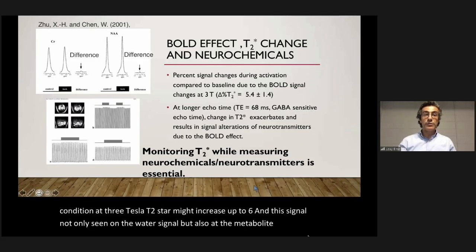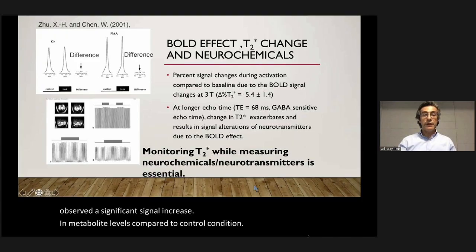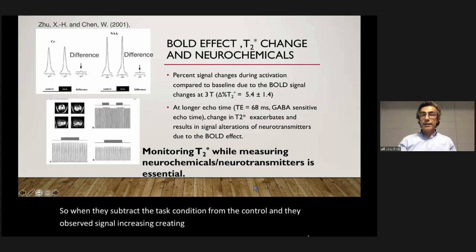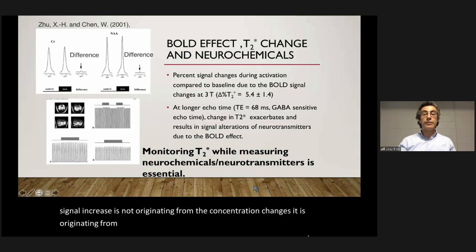In early studies in 2001 from the Minnesota group, Professor Wei Chen observed a significant signal increase in metabolite levels compared to the control condition. When they subtracted the control condition from the task condition, they observed signal increase in creatine and signal increase in NAA. However, this signal increase is not originating from concentration changes. It is originating from the BOLD response change, or T2 relaxation increase due to the BOLD response.